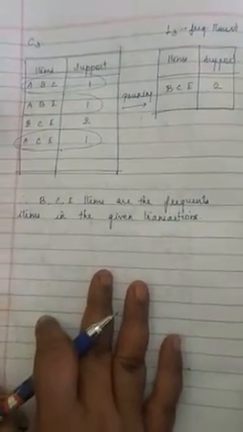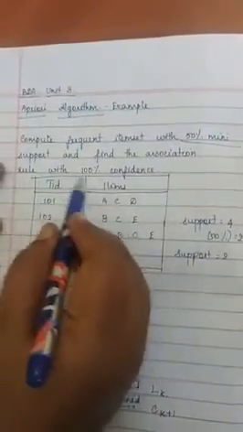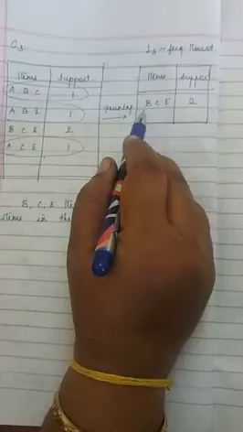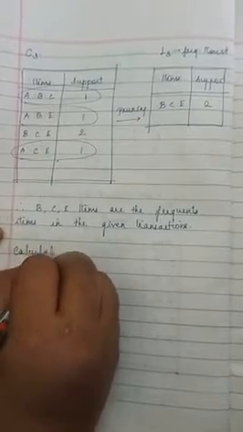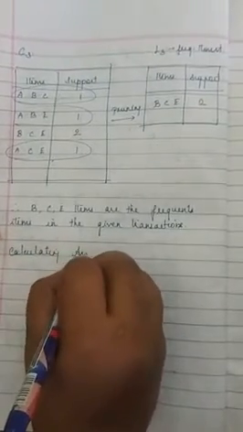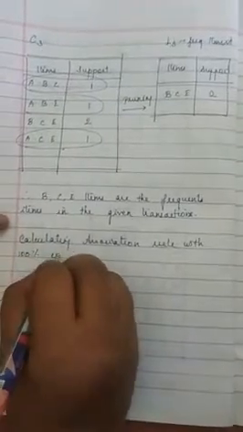We have another question in the same problem. The question is, we have to find the association rule with 100% confidence. So to find the 100% confidence, we have to take this output. Only for these items, we have to calculate the 100% confidence. So calculating association rules with 100% confidence.